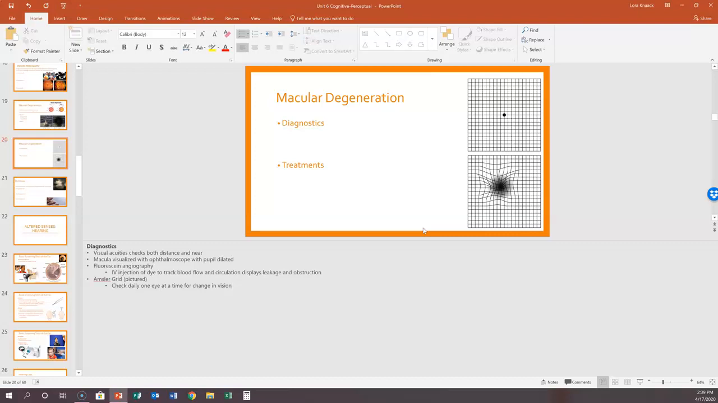We check visual acuities, both distance and near. The macula is visualized with the ophthalmoscope and the pupil dilated. They can do fluorescein angiography, which is an IV injection of dye into the blood flow. It shows those leakages or obstructions in the bloodstream. And then, like I said, that Amsler grid.